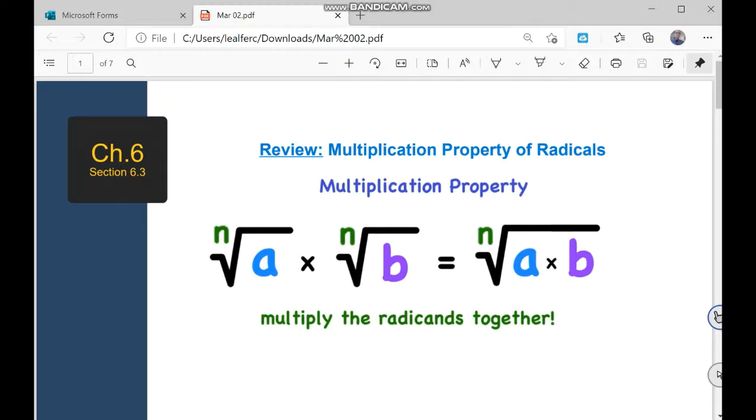This is the formula. Sometimes you're going to apply it in this order, joining two roots together, or sometimes the other way, where you have one root and you want to split it into two different roots. I'm going to show some examples now. We worked this yesterday, and I would like to check if you remember. I have a few examples on the next slide.